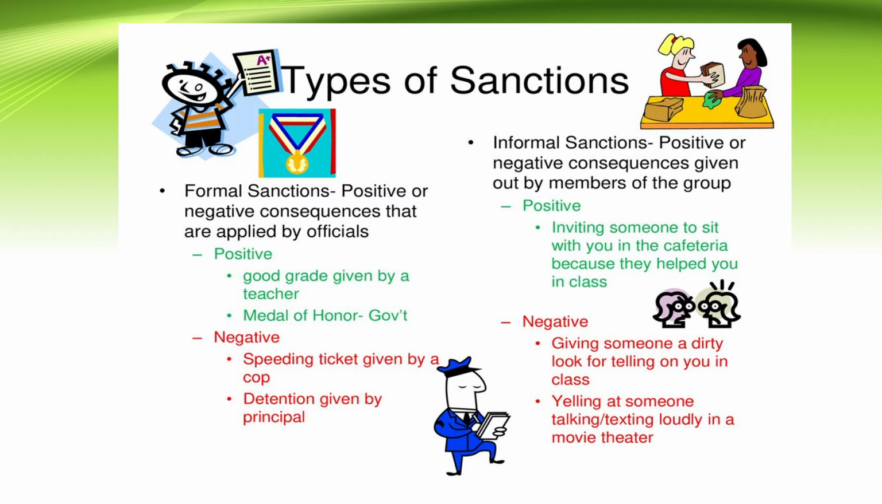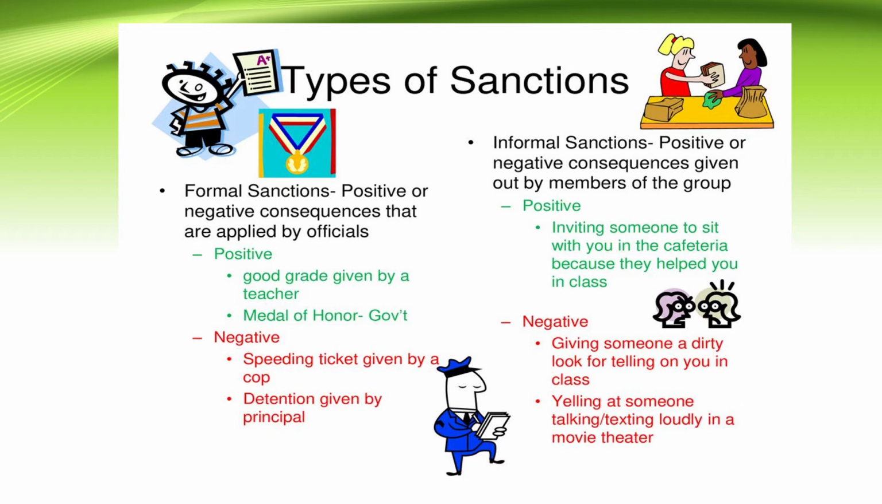In order for us to deeply understand the sanctions, we can apply the negative and positive sanctions to both the formal and informal sanctions. So formal sanctions are positive or negative consequences that are applied by officials. We have here examples of positive formal sanctions: a good grade given by a teacher, a medal of honor given by the government.